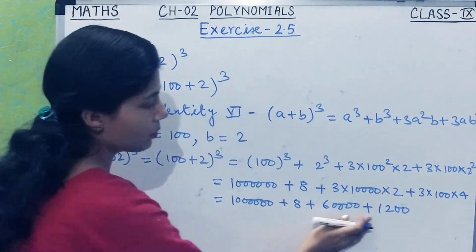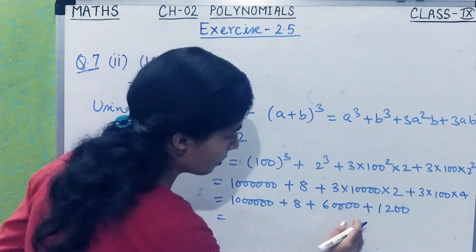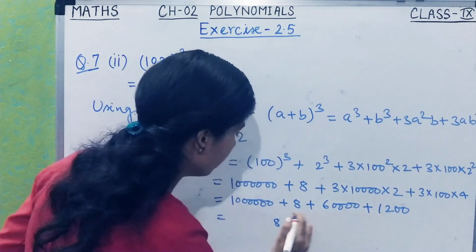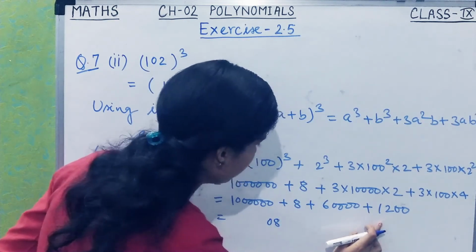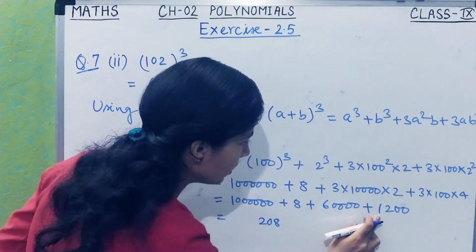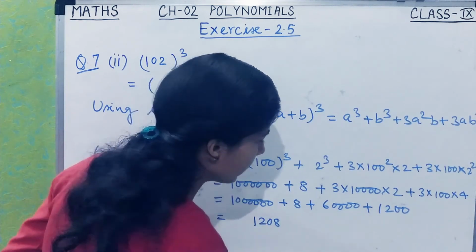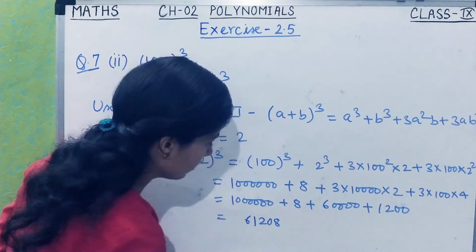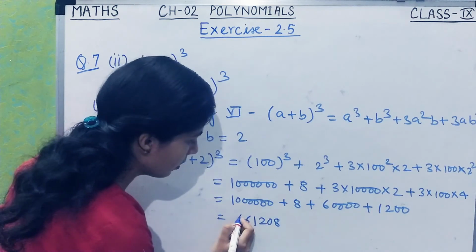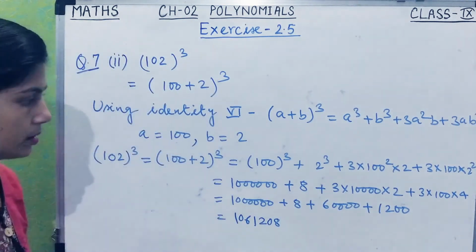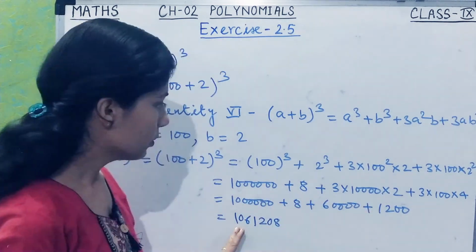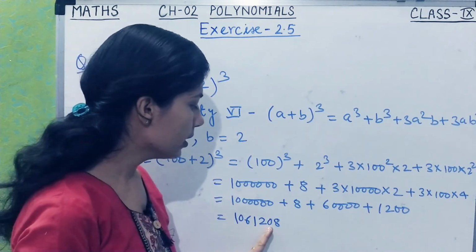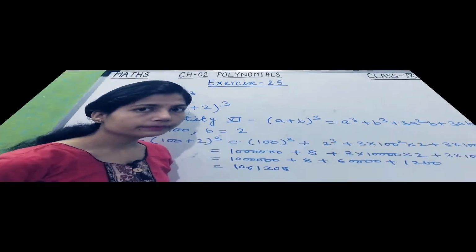Okay, so all are positive terms, so we have to add them up. So first digit will be 8, and second digit will be 0, and third digit will be 2, and fourth digit will be 1 from the right hand side. And fifth digit will be 6. Now 0 and 1. This is the sum of these 4 terms. So we are getting here the cube of 102 as 10,61,208.